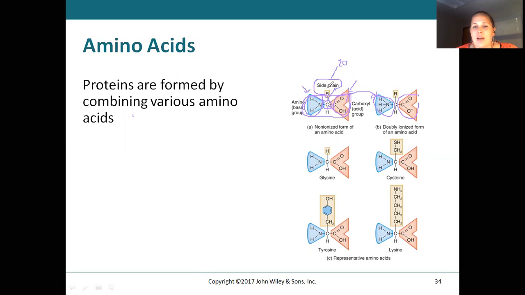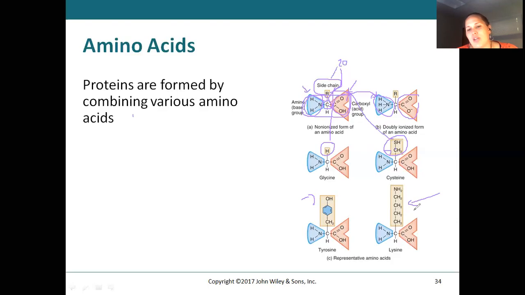Like I said, you've got 20 different possible side chains here. The example given here is glycine. Glycine is the simplest amino acid. Its side chain is just a hydrogen. Here is an example of a different side chain. Again, these are both the R groups. This one is cysteine, so you can see that the side chain is a little bit more complicated. And then here's another side chain, tyrosine, or another side chain, lysine.